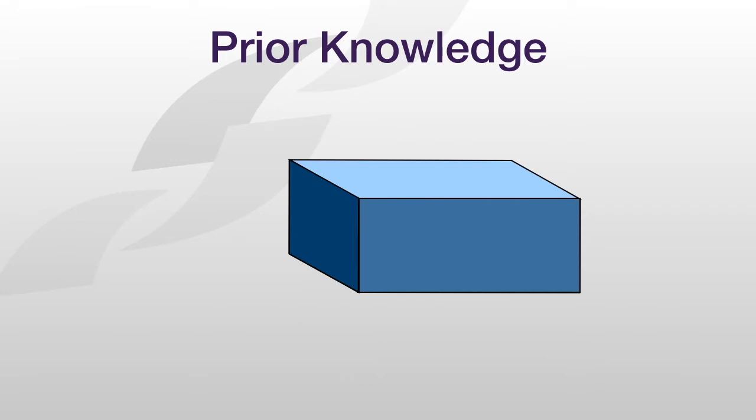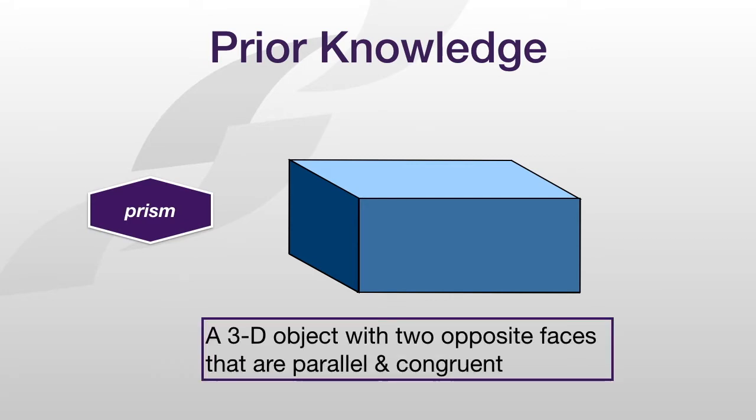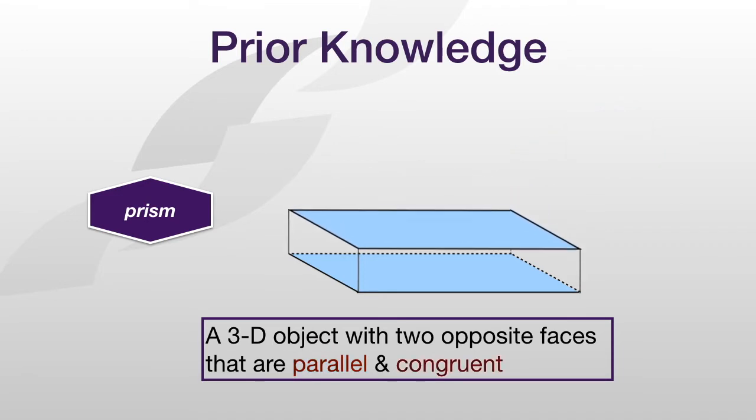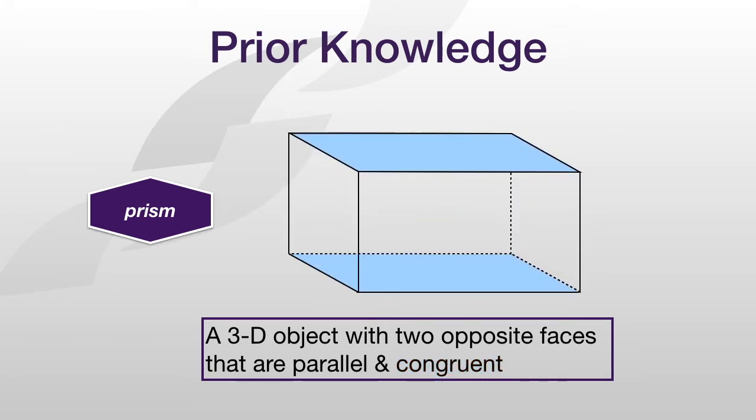As mentioned before, an object like this is called a prism. A prism is defined as a 3D object with two opposite faces that are parallel and congruent. To see the meaning of this definition, these are two opposite faces. A face is a flat surface on an object. The faces are parallel because if they were to be extended, they would never meet. We can also see that these faces are congruent, meaning that they have the same size and same shape.